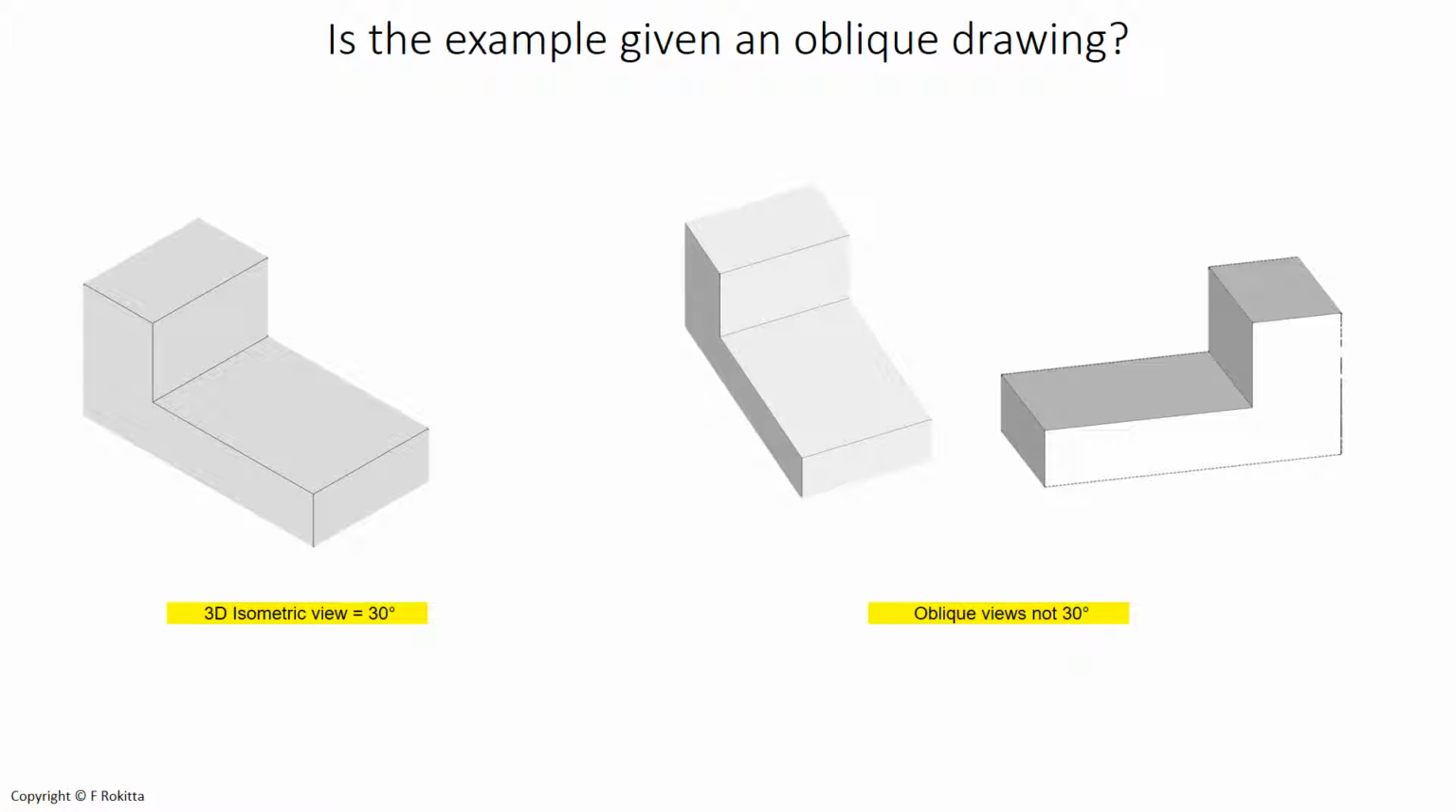Is the example given an oblique drawing? On our left hand side we see a 3D isometric view at 30 degrees of a model. On the right hand side we see the oblique view of that same model, but not drawn at an angle of 30 degrees. Therefore, if it's not drawn at 30 degrees, the model will be called an oblique drawing, or we can say it has an oblique view.